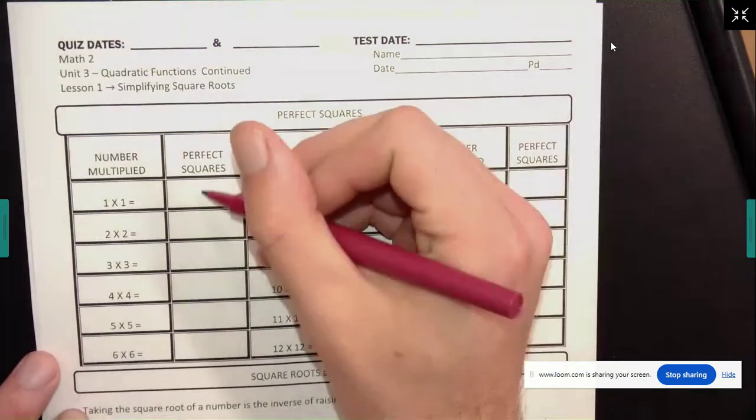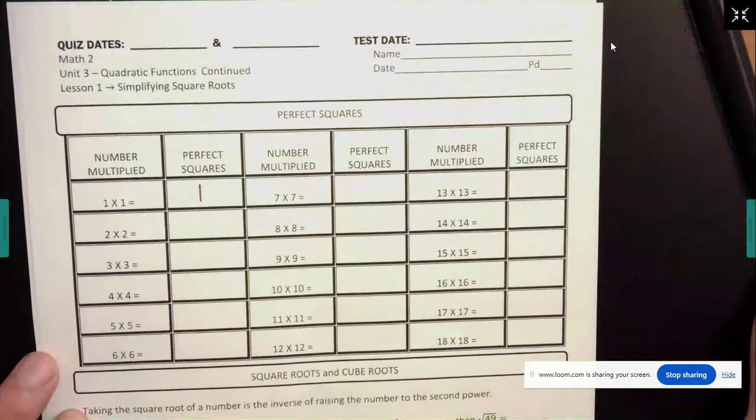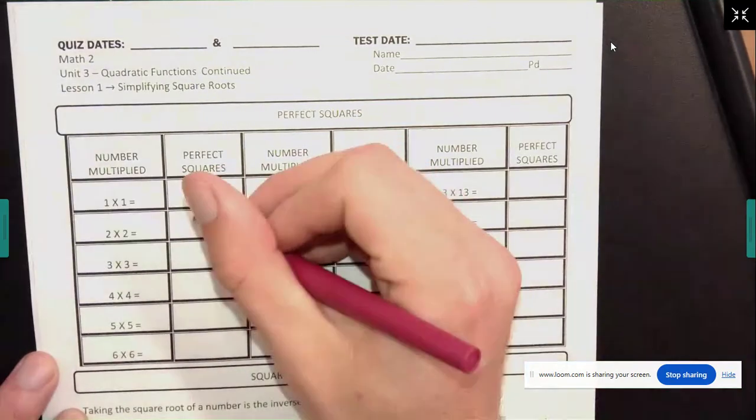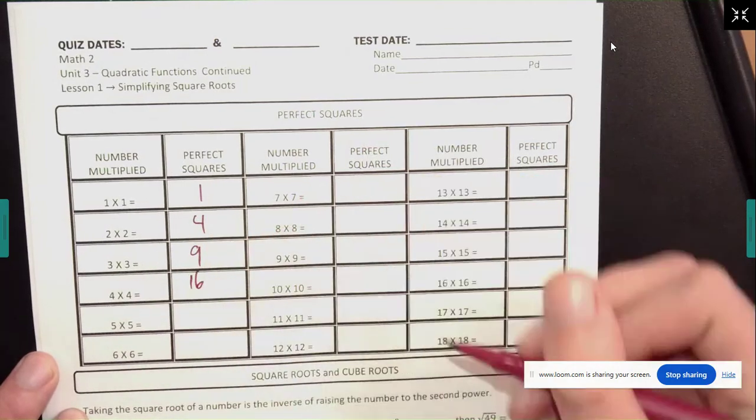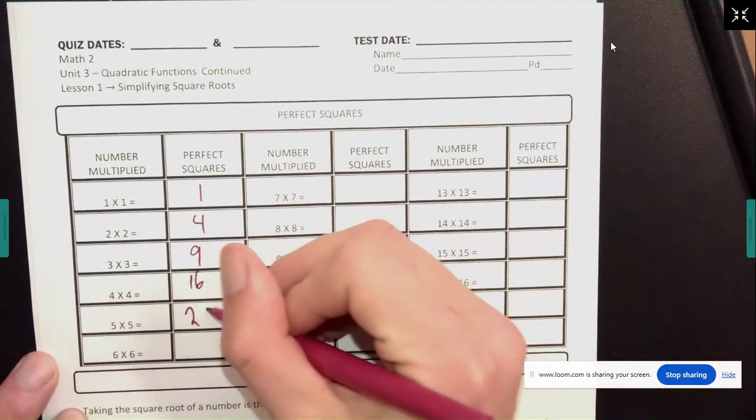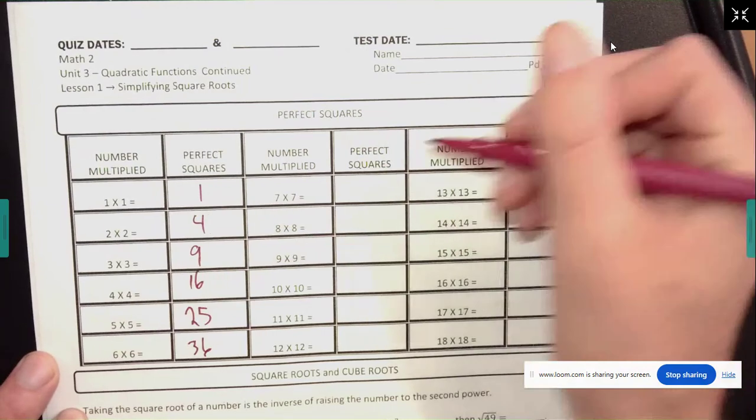1 times 1, I hope you know that is 1. Okay? 2 times 2 is 4. 3 times 3 is 9. 4 times 4 is 16. We got 25, 36. I'm just going to fill this out.